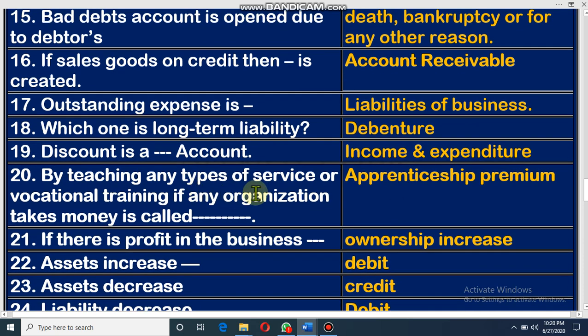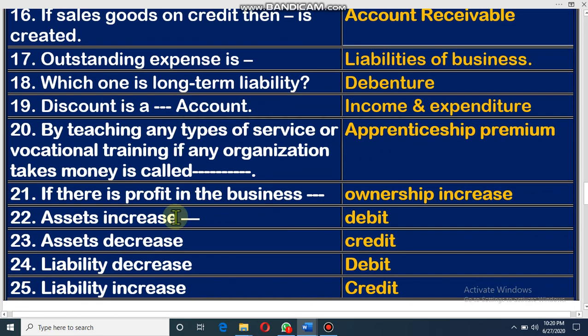By teaching any type of service or vocational training, if an organization takes money, it is called apprenticeship premium. That means if I give some technological knowledge to a student and in return we receive any benefit, that is apprenticeship premium. If there is profit in the business, ownership increases.